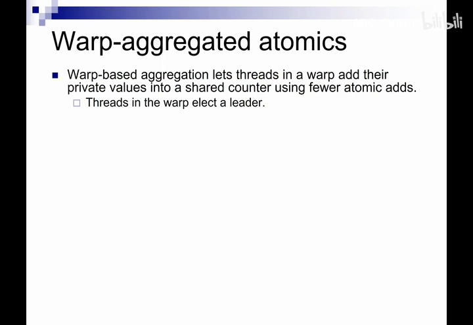And the synchronization and interaction within a warp is actually much faster than between the threads within a thread block. So these warp-based atomics are really fast compared to the thread block-based atomics, and you can get much better performance if you can somehow make use of them.